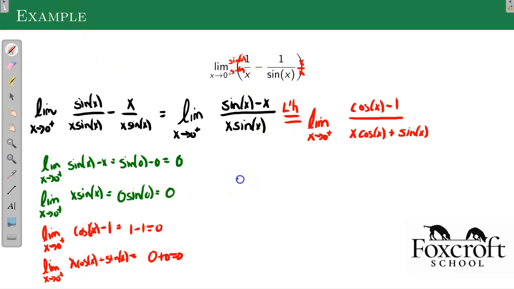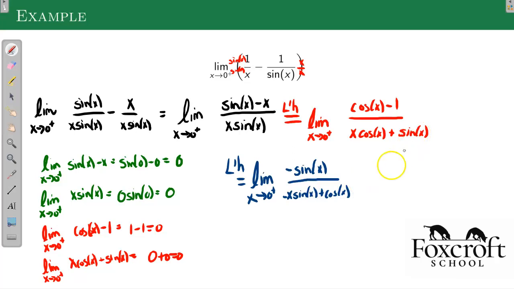So now this is equal to, using L'Hopital's rule, the derivative of cosine is negative sine. Derivative of 1 is 0, so that's just the top now. On the bottom, derivative of x cosine x is another product rule, so it's going to be x times negative sine of x, plus cosine of x, plus the derivative of sine of x, which is cosine of x.